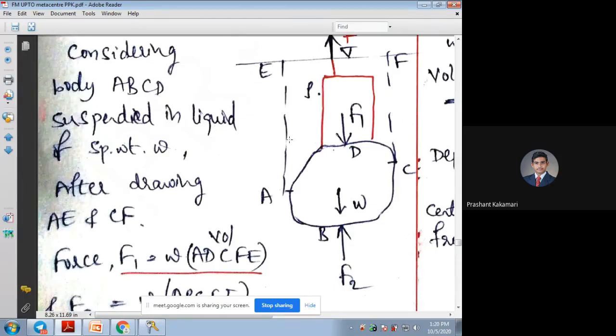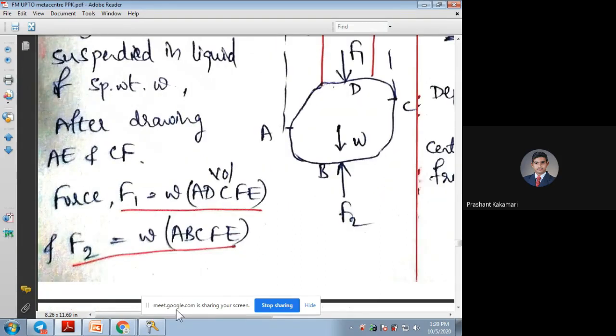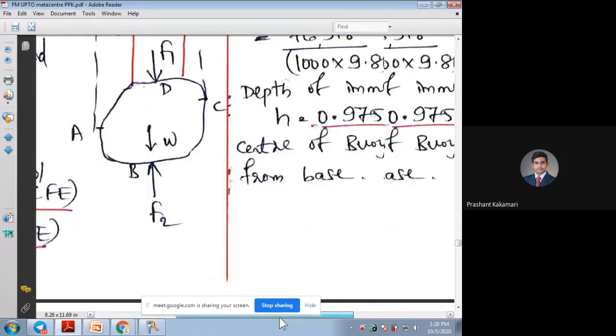So one of the upper volume is this part, and total volume is ABCFE. And anyone can tell the remaining volume is what? If I take the difference between F2 and F1, see, F2 is total volume ABCFE with stone. F1 force, because of the liquid volume, is ADCFE. If I take F2 minus F1, I'll be getting again the stone volume itself. So that stone volume they have taken here.